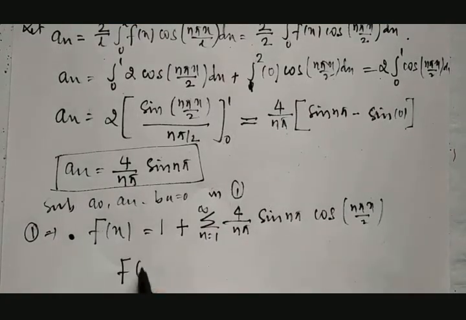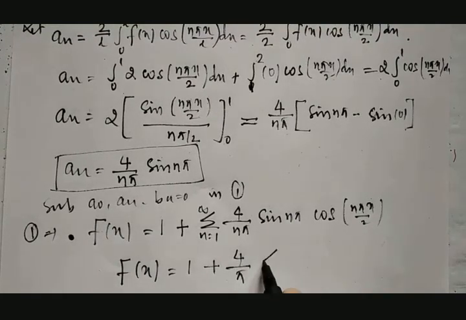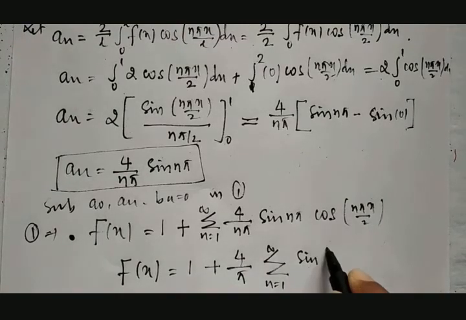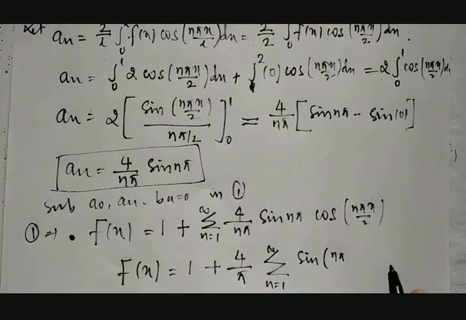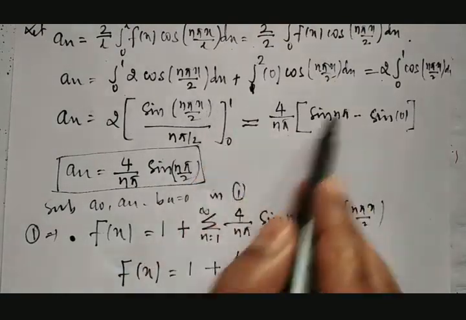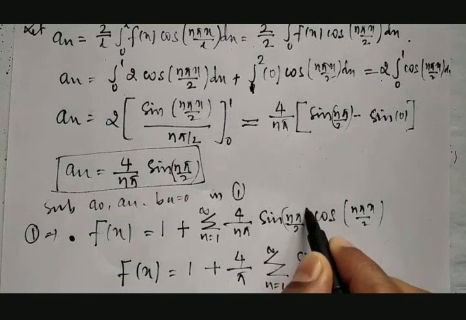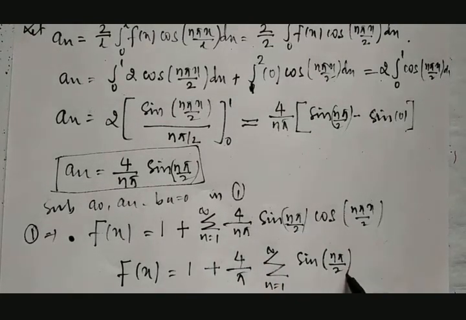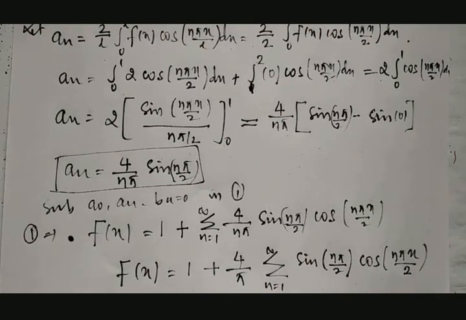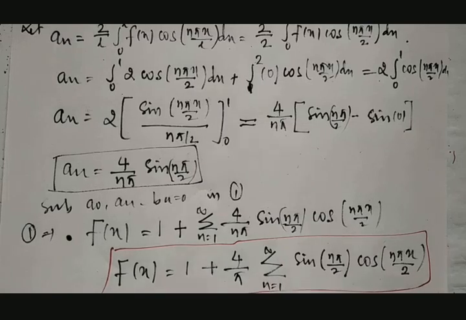Therefore, f of x is equal to 1 plus 4 divided by pi taken out, then summation from n equal to 1 to infinity of sin n pi by 2, sorry, this is sin n pi by 2 as per this, into cos n pi x by 2. So this is the required series. Thank you.